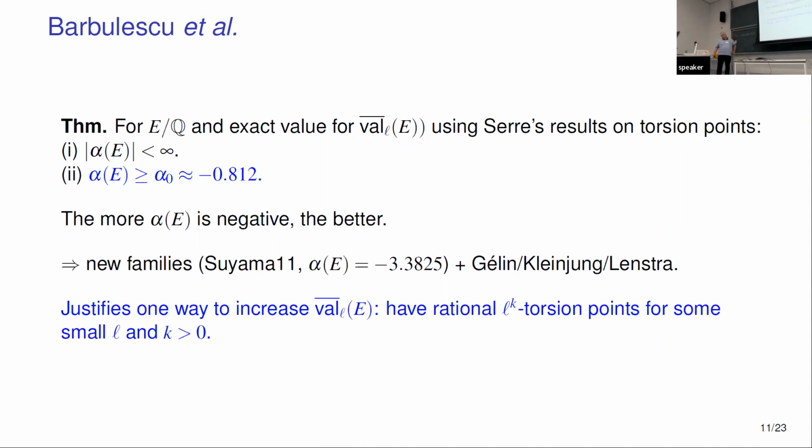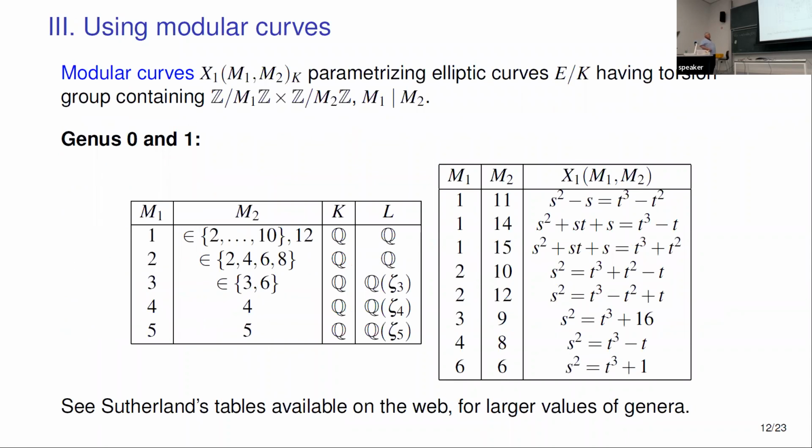And in fact, if you want to decrease alpha, then one way to do that is to have many small rational l^k torsion points. And this is what was done for Q. And I'll give some detail about extension fields. So what is a modular curve?